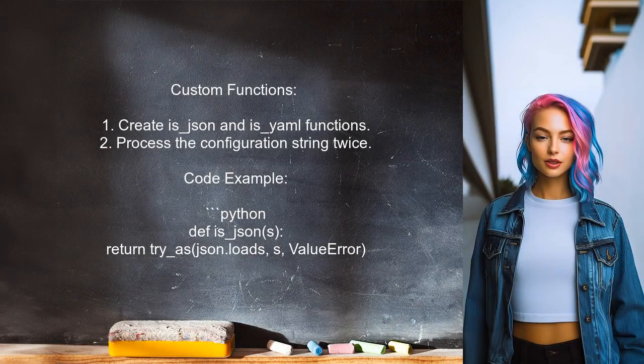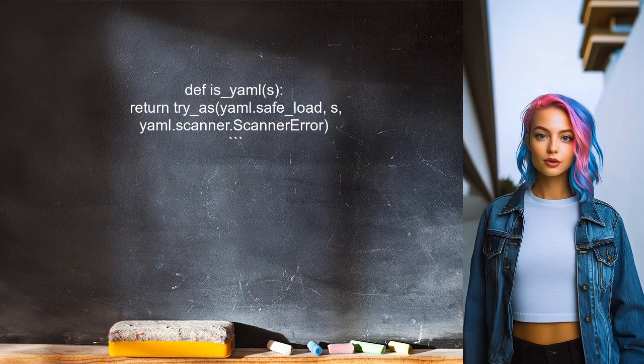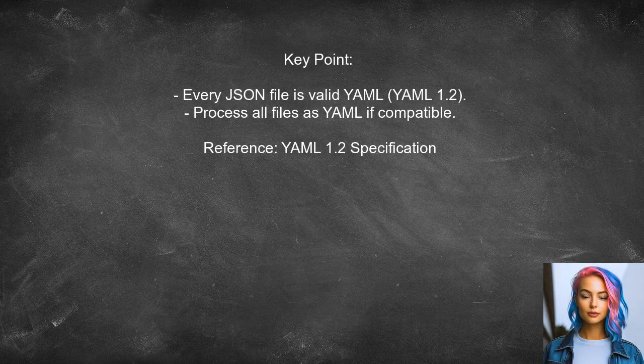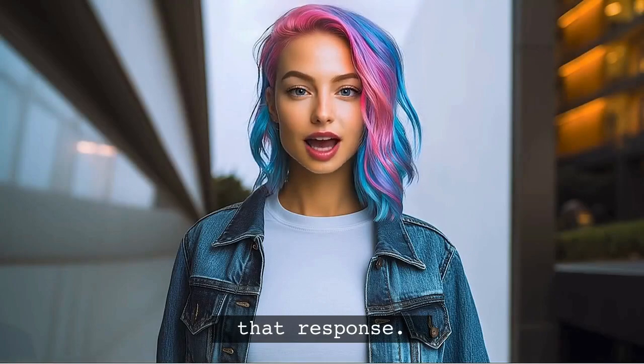Additionally, the user mentions that you could create your own functions to check if a string is JSON or YAML. This involves processing the configuration twice, but it could be a viable solution for your needs. Finally, it's worth noting that every JSON file is also a valid YAML file according to YAML 1.2. This means you can process everything as YAML if you have a compatible parser. That's it for that response. Let's explore another one.